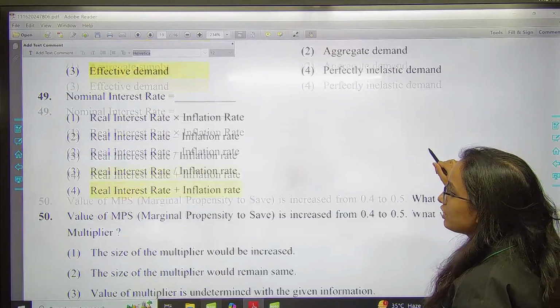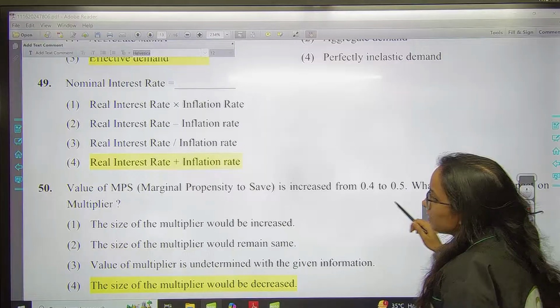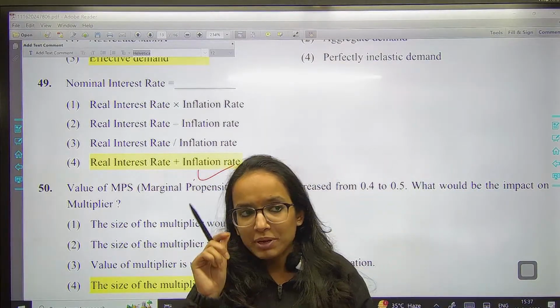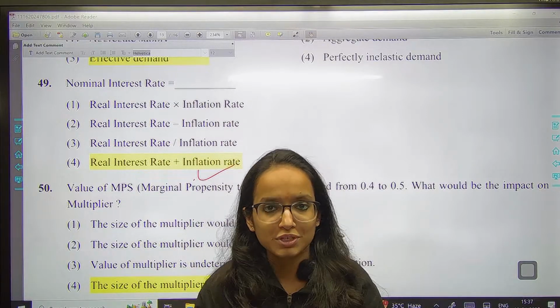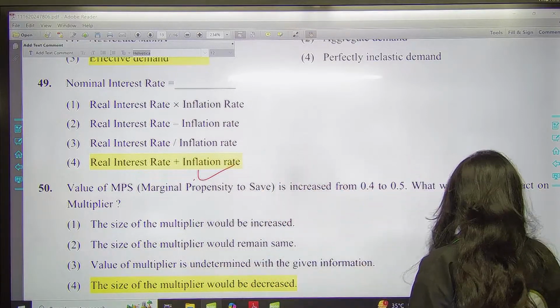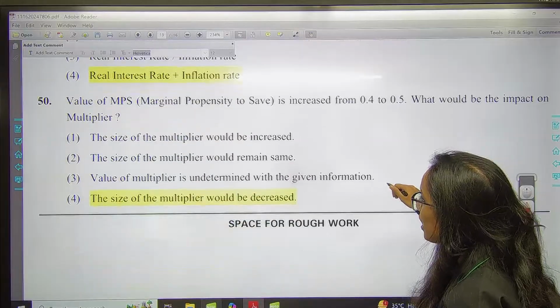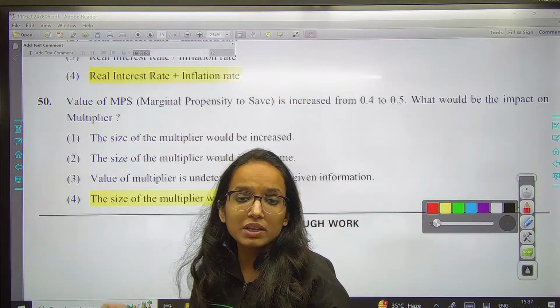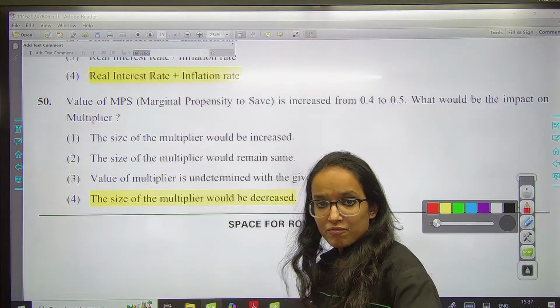They are also asking nominal interest rate क्या है. Nominal interest rate is real plus inflation rate. Real interest rate जो भी है और जितना भी inflation की वजह से adjustment किया है interest में, add it into it, right? Then finally they are also asking about marginal propensity to save. So marginal propensity to consume as well as marginal propensity to save, very important topics.